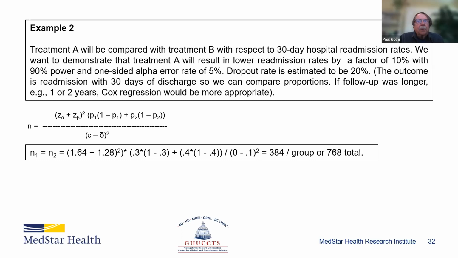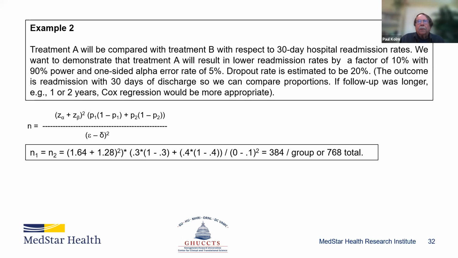And so we then multiply all that out and divide by, in this case, we set epsilon equal to 0 because we're assuming that the null hypothesis is true. And so our delta is 0.1. And so in this case, we get 384 per group, or 768 total.